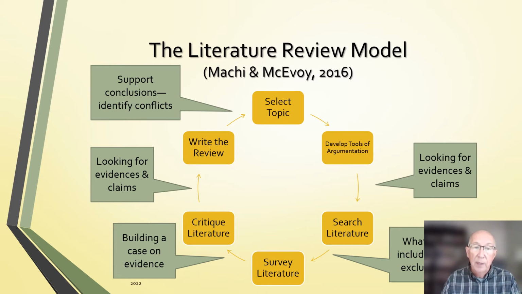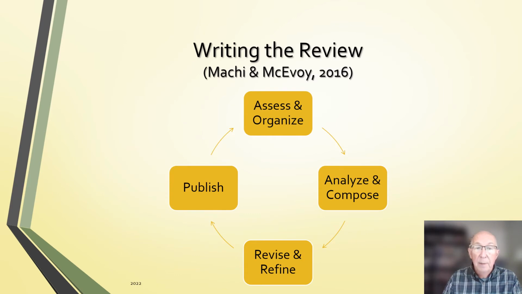And then once you write your review, you're supporting your conclusions and identifying any conflicts that would affect your own research. Now, Mackey and McAvoy also talk about how you write the review. And I think these are four good steps. You assess and organize what you've read. You've kept good notes. You know who agreed with who and what different points should be there. Then you analyze and compose, using probably the topics you discover as the outline or the headings in chapter 2.